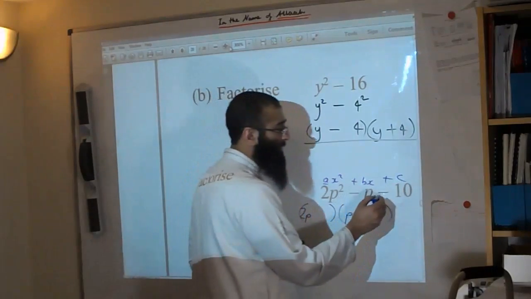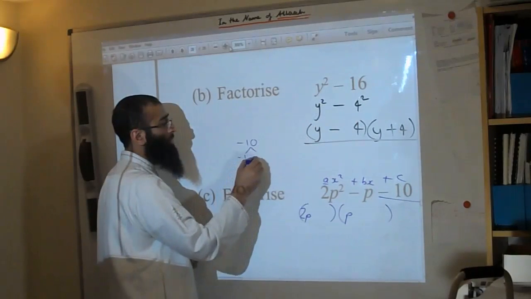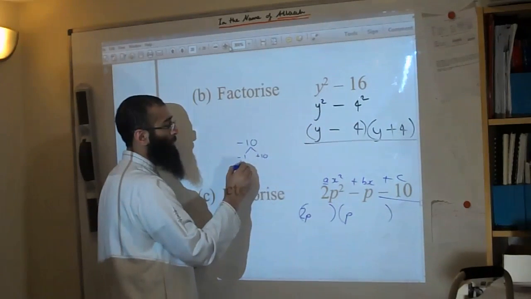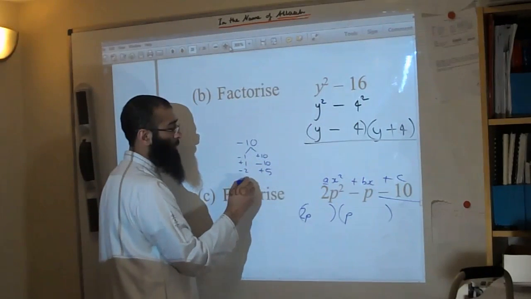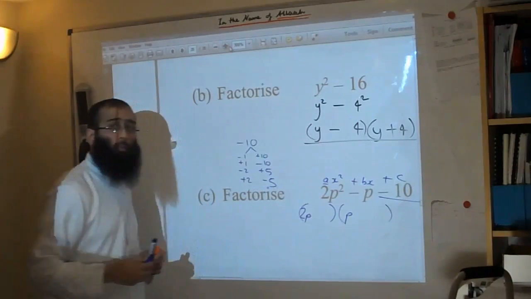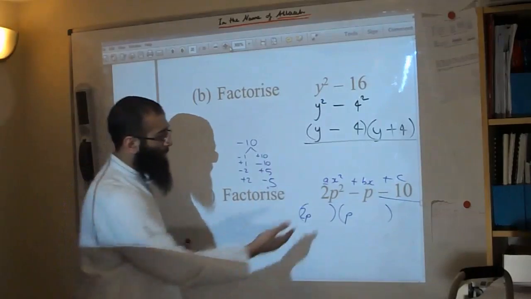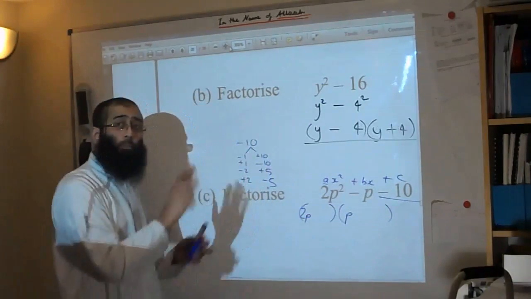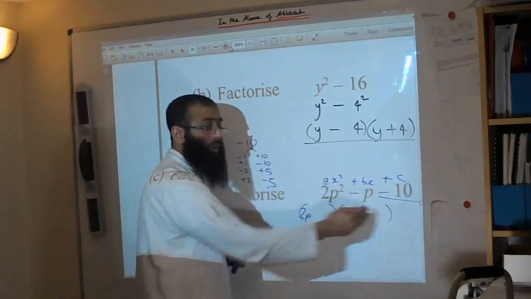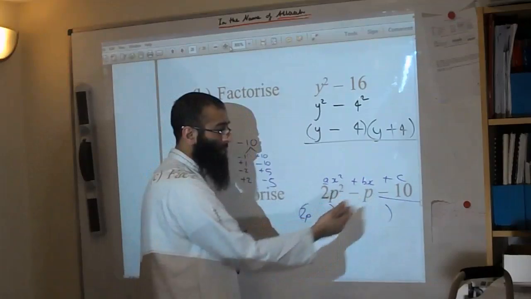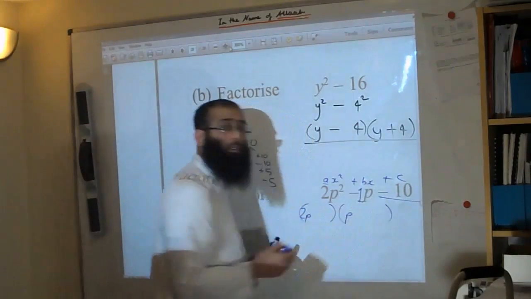So now let's look at the factors of minus 10. Minus 10 has minus 1 times plus 10, plus 1 times minus 10, minus 2 times plus 5, or plus 2 times minus 5. These are all the numbers that will give us an answer of minus 10. We've got to pick one of these and put them in the right order. Once we have the 2p in here and just a p, the order that we put the numbers in is very important in order for us to reconstruct the minus p, which basically has a coefficient of minus 1.